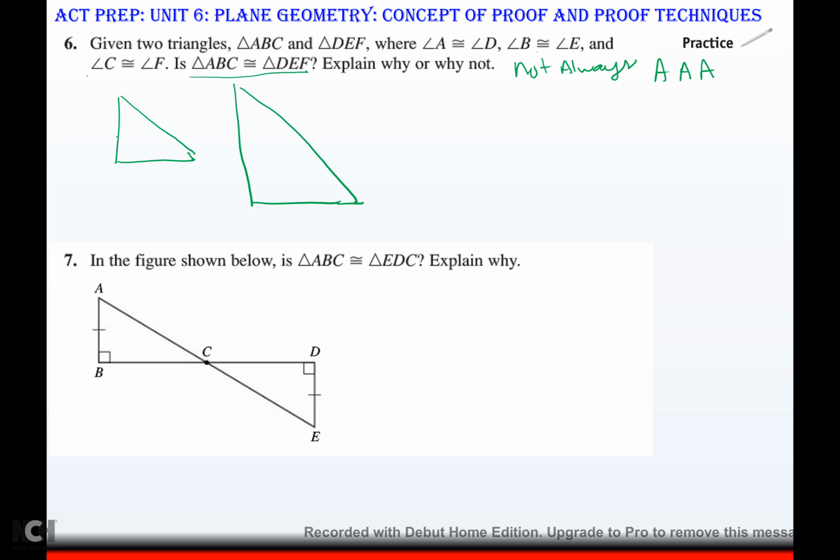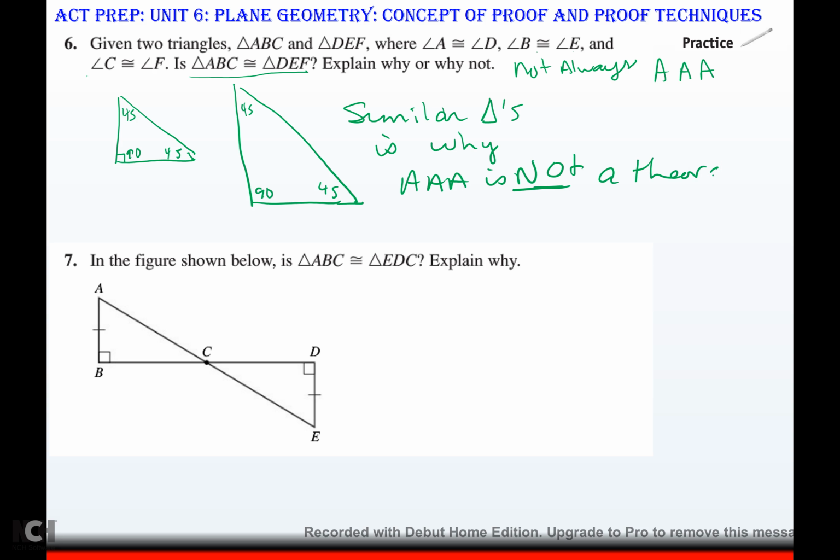Okay, this could be 90 degrees. So if you have isosceles right triangle, you'd have 90, 45, 45, 90, 45, 45. Clearly the three angles are equal, but obviously the sides are different. So that's why angle, angle, angle is not a theorem of congruence. It would mean that they're obviously similar, but it doesn't necessarily mean that they are congruent. Okay? That's why the angle, angle, angle theorem does not work.